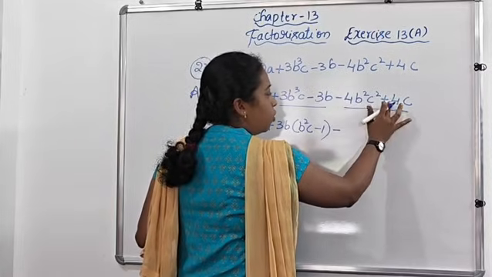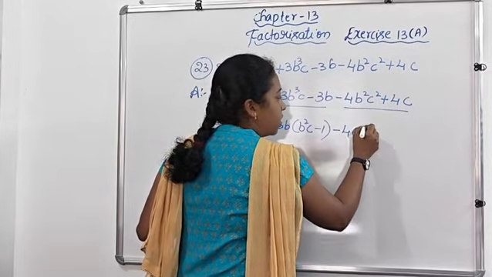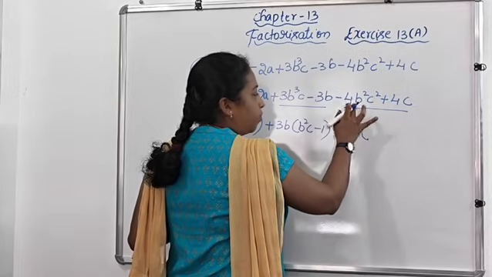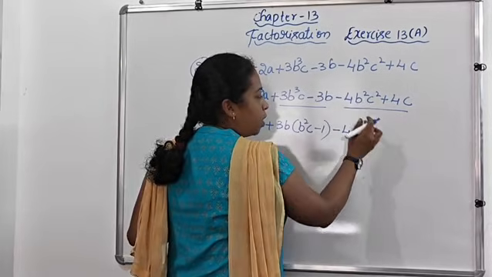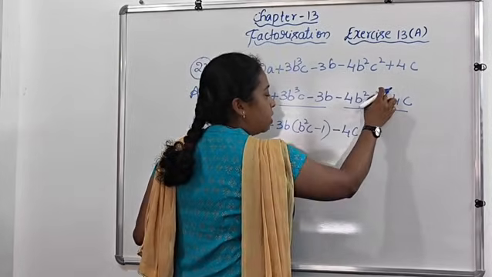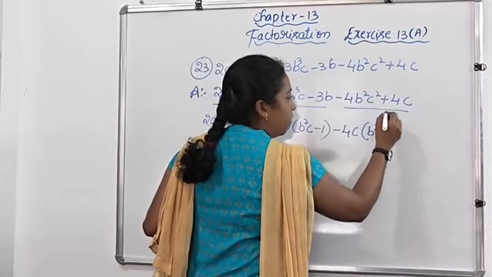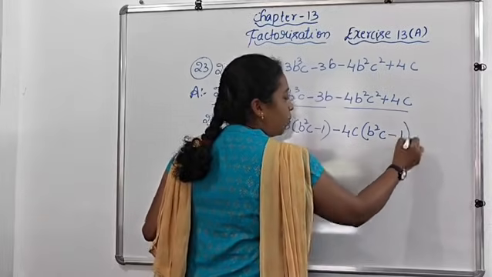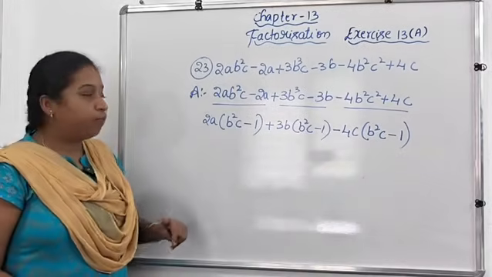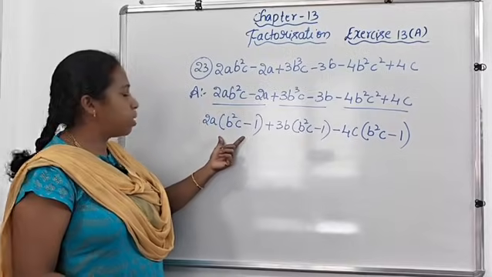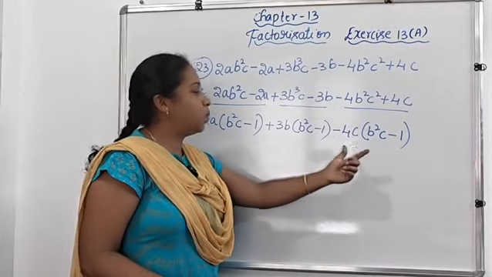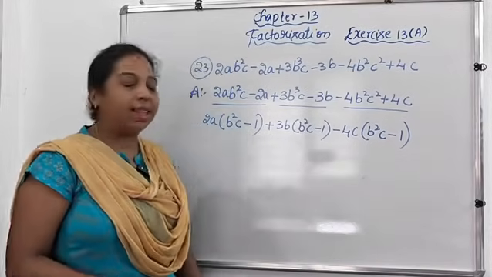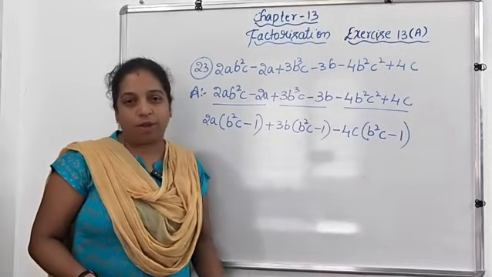Here 4c as a common, right? Take 4c as a common, and the remaining is b square, since c is already common. So minus into plus minus, 4c taken common, the remaining is 1. So here b square c minus 1, b square c minus 1, b square c minus 1. That means we got all common factors.